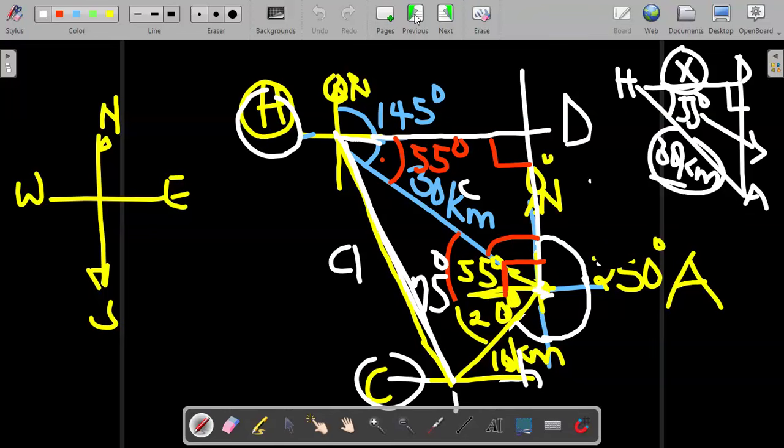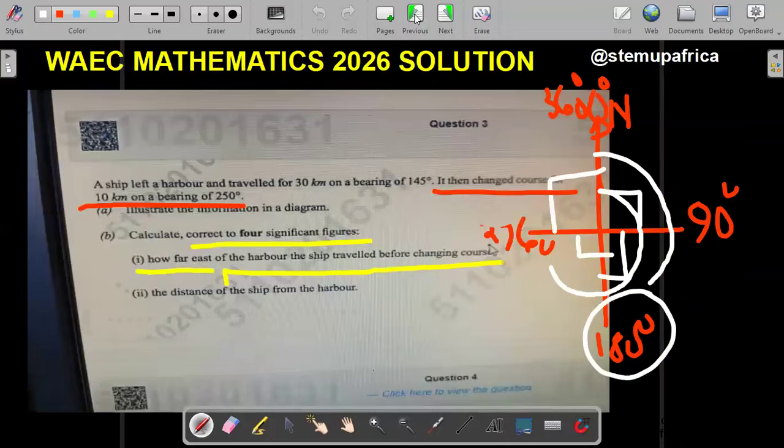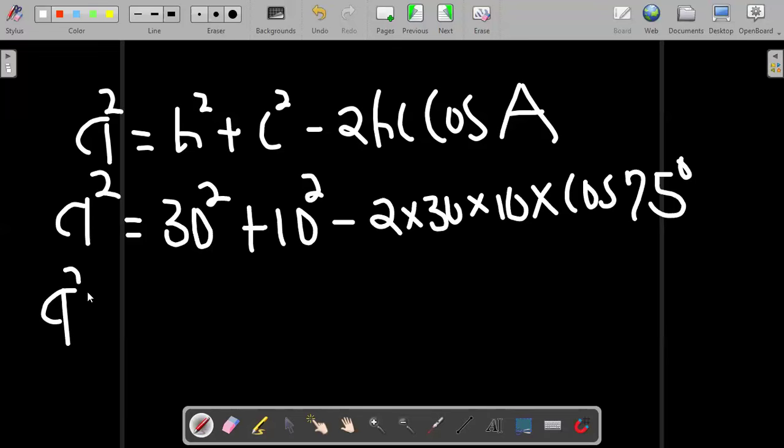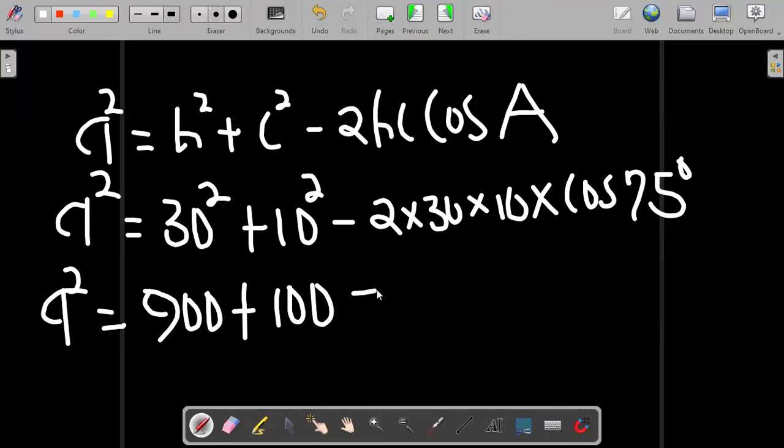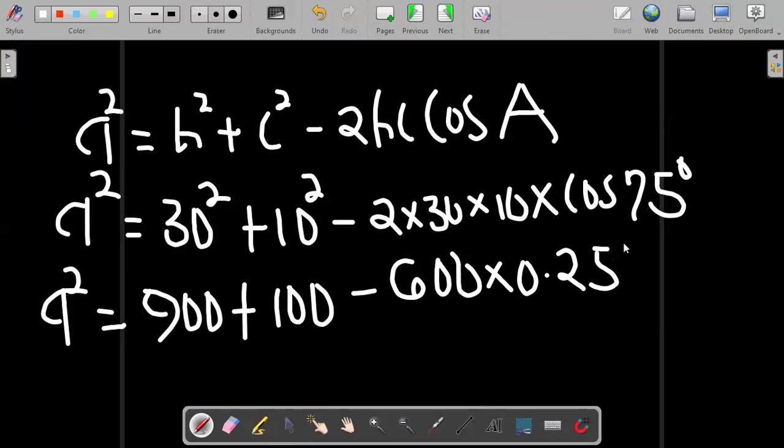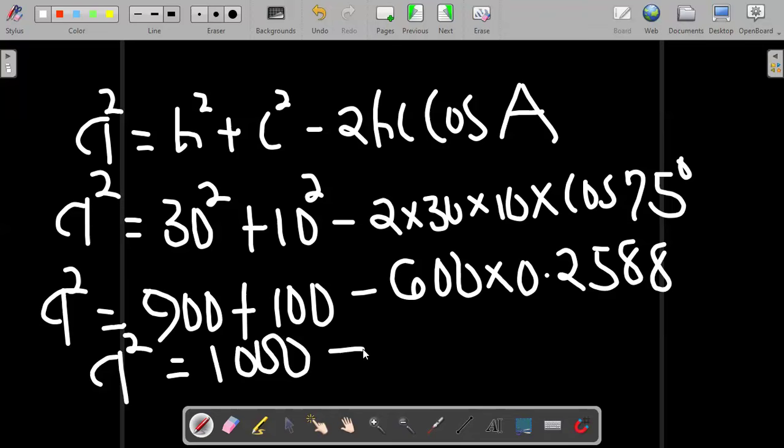Okay, so let me press my calculator from here. Let's see what we have. I'm having a squared now, so 30 squared will give me 900 plus 10 squared will give me 100 minus 2 times 30 times 10, that will give us 600 times. Let's press the value of cos 75. Cos 75 will give me 0.2588.